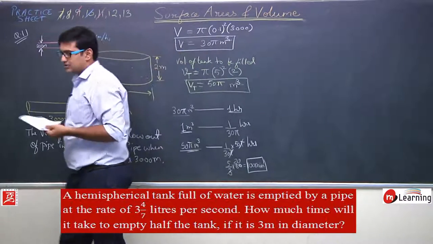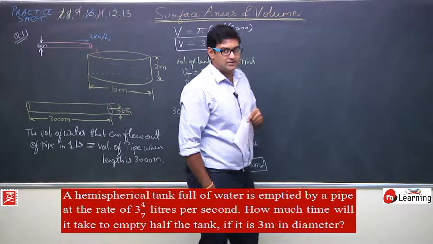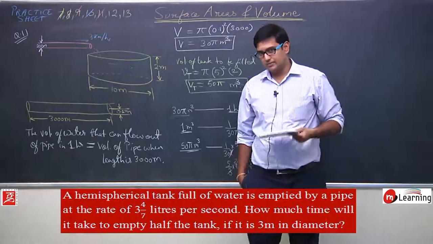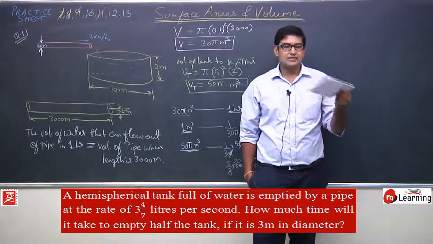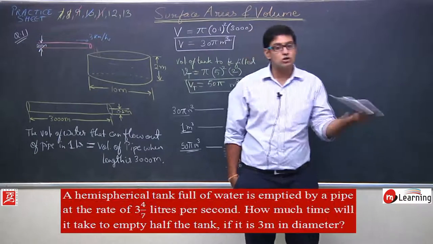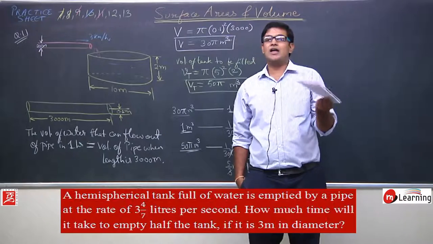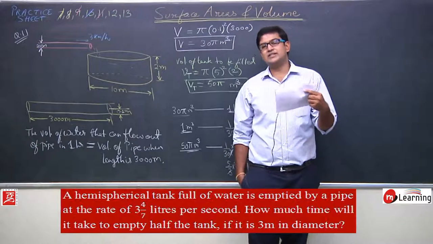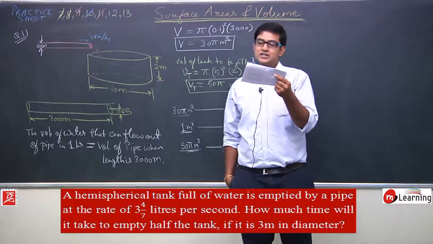Try to understand the question. It says that there is a hemispherical tank and a pipe connected to it which can take water out of the tank, and the maximum capacity of that pipe is that it can take 3.47 liters of water per second out of the hemispherical tank. We need to calculate how much time this pipe will take to half empty the tank, not the full tank. The diameter of this hemispherical tank is given as 3 meters.